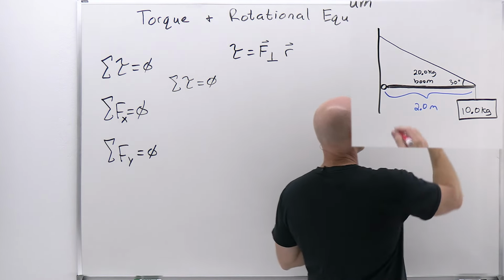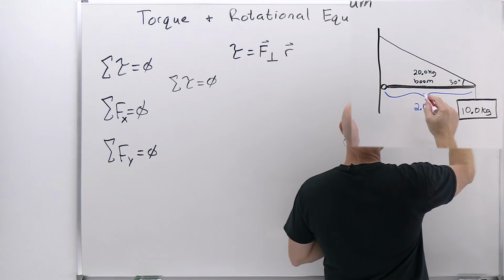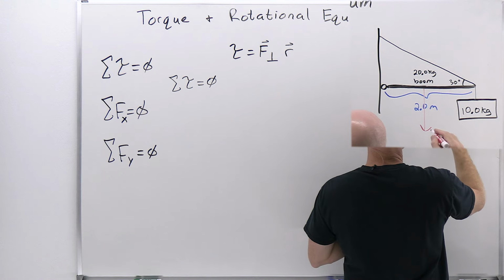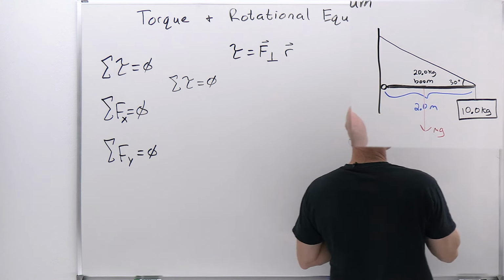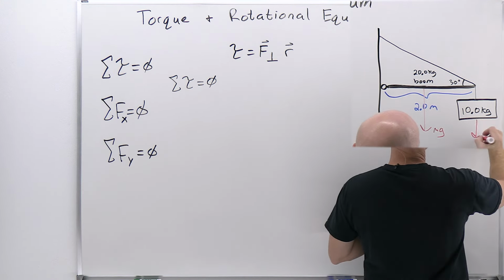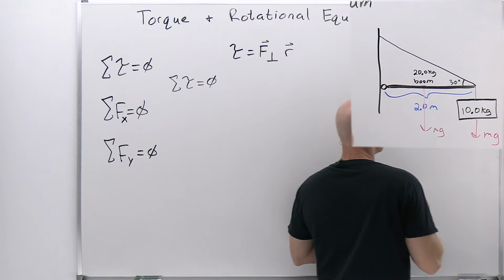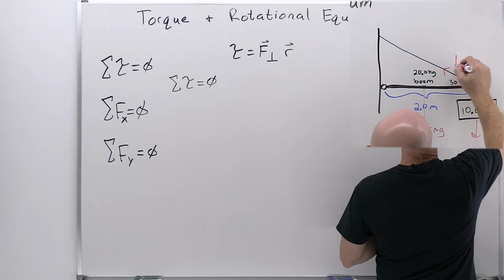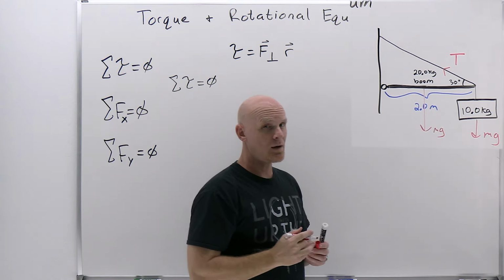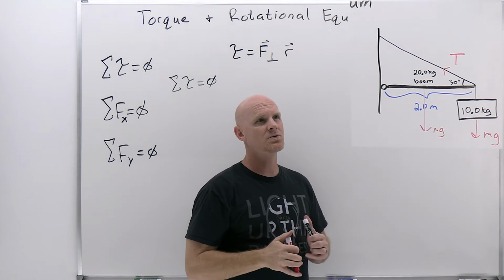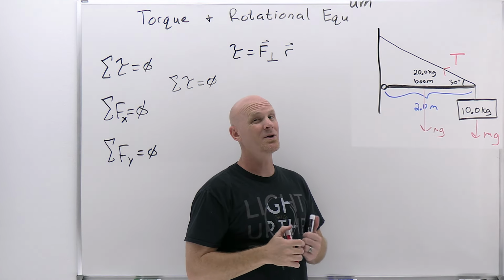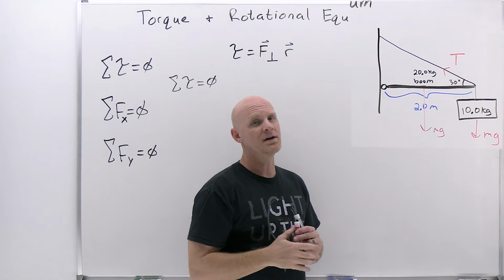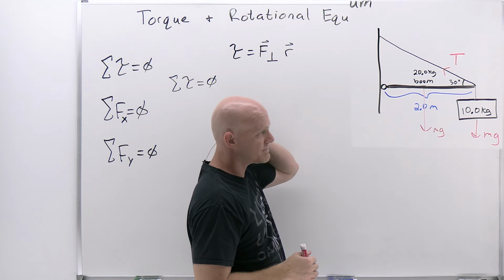So everything acting on the lovely boom itself. Well, the boom itself has weight, so we'll concentrate it at its center, and that's mg. We've got the weight of the 10 kilogram mass here as well, mg. We've got the tension in the cable here, which is going to be a problem because it's not perfectly in the x or y directions. We'll have to split it up into components, and all of a sudden we'll quickly realize this is a two-dimensional problem. It'll be a little bit longer than the ones we've looked at before.